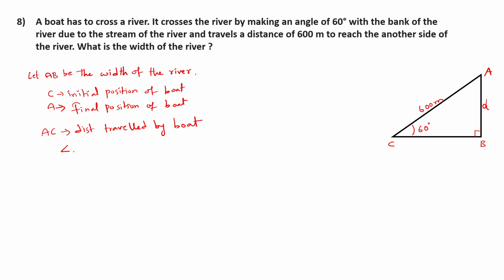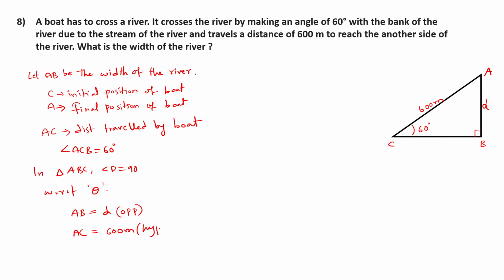And angle ACB is given as 60 degrees. So, in triangle ABC, angle B is equal to 90 degrees. Now, with respect to acute angle theta, AB will be the opposite side. AB value we don't know, so we assume it as D and that becomes the opposite side. Next, AC we know that is 600 meters and it is the hypotenuse.